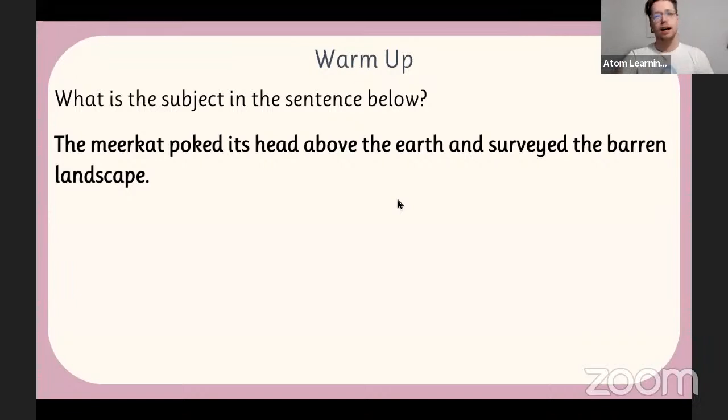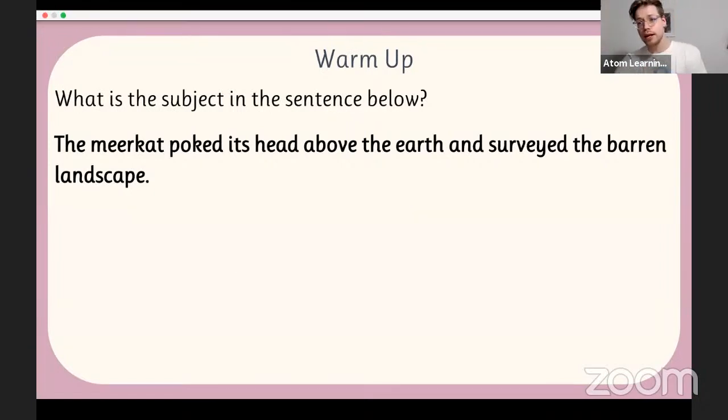So why is it the meerkat? I am glad you asked. The correct answer is meerkat. We know it's the subject because it is the person or thing that does the verb. In this sentence, the meerkat poked its head out and surveyed the landscape. We get two verbs for the price of one in this sentence. So it's written in the active voice, a little bit of a hint on what we'll be covering a little bit later. It's in the active voice, meaning the subject does the action. When something is written in the passive voice, the subject has the action done to it. So that's a really important difference between the active and passive voice. But don't worry, we'll be getting into that and so much more fun a little bit later.